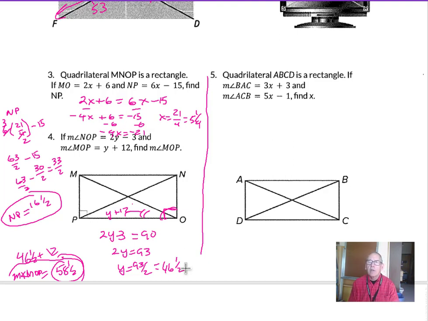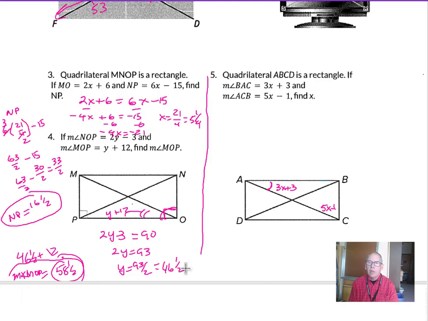Quadrilateral ABCD is a rectangle. That means, again, we have right angles and diagonals bisect and everything like that. If BAC, if this angle here, is 3x plus 3, and ACB, A to C to B, this angle here, is 5x minus 1, they want us to find x. So let's see what we got going on here.